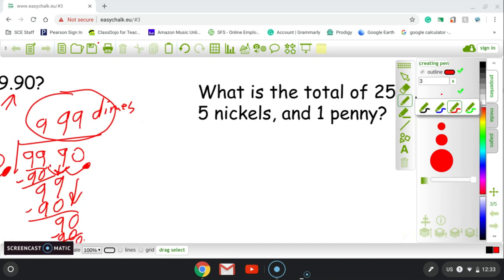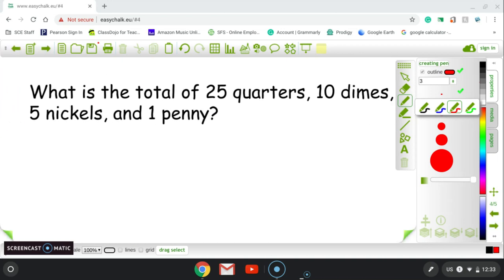Number 4 was a little bit different. It is the total of 25 quarters, 10 dimes, 5 nickels, and 1 penny. And I believe it said in dollars and cents on your Schoology question. So there's several ways you could do this. How I usually do it is I just find the amounts for each one of those and then add them together at the end. You could do it different ways, but that's just how I do it.